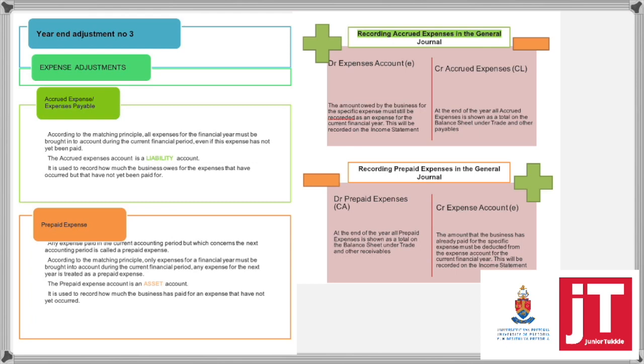Then the expense adjustments, we have accrued expenses and prepaid expenses, so similar to the income adjustments, but just for expenses. Accrued expense means we have incurred the expense, in other words, we owe the money for whatever, water and electricity, for the insurance, for whatever. We did not pay it yet, but we should have. So we need to record that as the current year's expense.